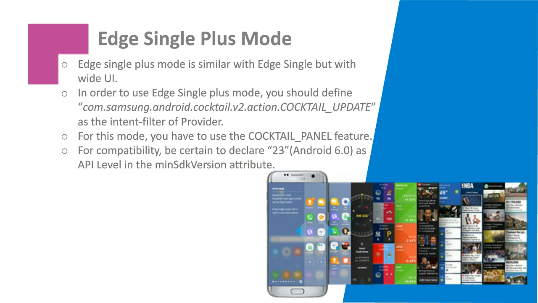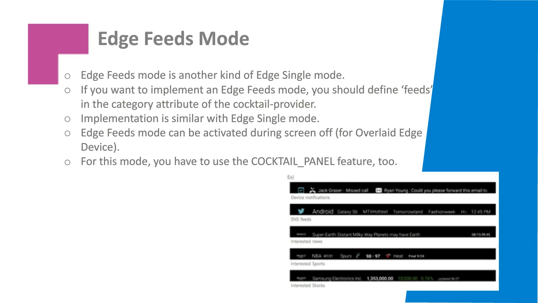So this has a wider UI. This is the Single Plus mode. It has a wider UI. It only works from Android M, that is Android Marshmallow onward. And there is an intent filter that we'll be using for Single Plus. That's the second point on the slide, it says com.samsung.android.cocktail.v2.action.COCKTAIL_UPDATE. So this is an intent filter that we use for invoking the Edge Single Plus. Then same details about the Edge feeds.